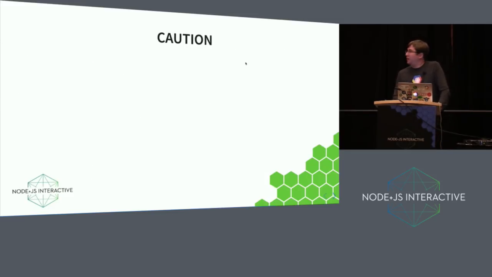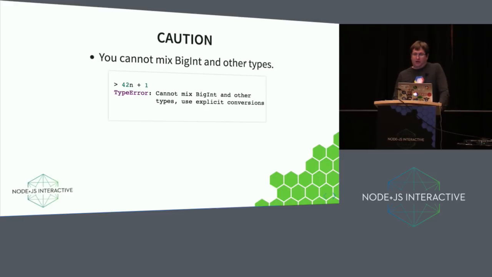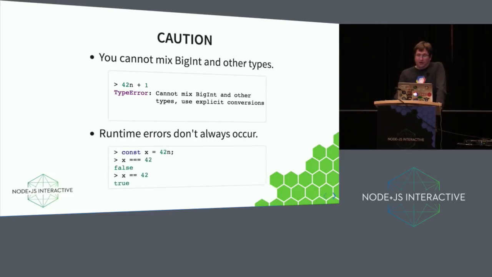But be careful, because one thing you can't do is mix big ints and other types. If you try to do that, you're going to get an error saying that you have to do explicit type conversions. And this is actually really nice because you want to know that you're mixing types up and getting things wrong. The problem is runtime errors don't always occur. So for example, if you said const x equals 42n and checked x triple equals 42, it's going to say no, those aren't the same, because one's the big integer 42, one of them's the integer 42, and big integers and integers aren't the same.